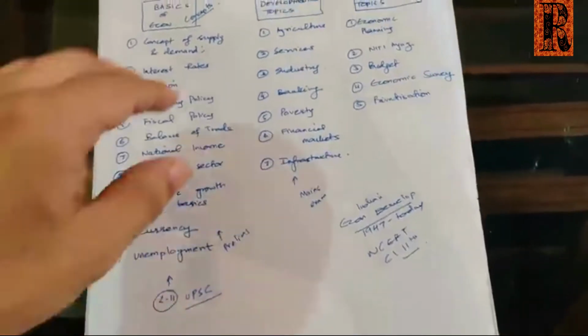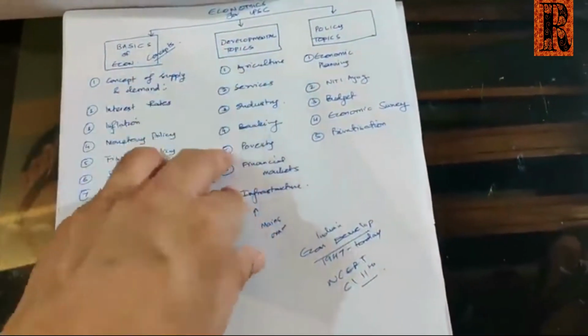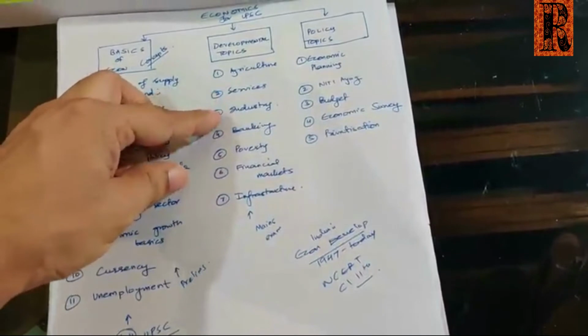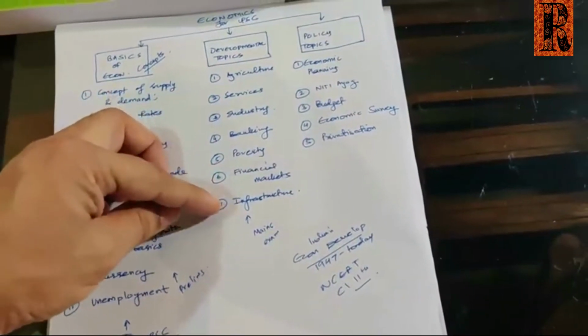Now, economics for UPSC developmental topics are agriculture, services, industry, banking, poverty, financial markets and infrastructure.